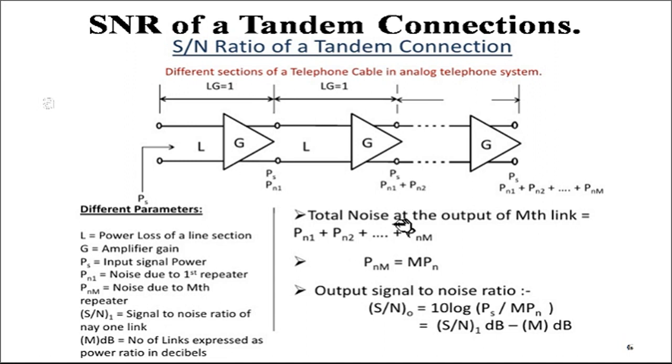So the total noise at the output of the mth link, see here dotted lines are shown, it means we can go up to the mth link of the amplifier or the repeater. So what will be the noise? The noise given by the first section is Pn1, second is Pn2, and the last one will be Pn of M. So the total noise at the output of the mth link will be Pn1 plus Pn2 plus so on up to Pn of the mth link. In this way we can find out the signal to noise ratio for the tandem connections.